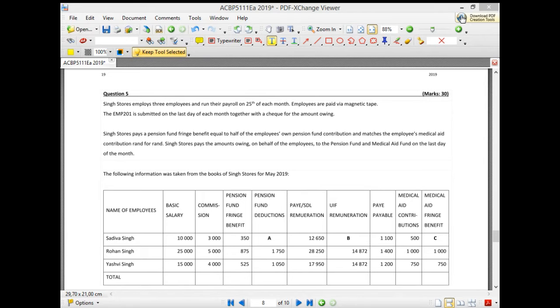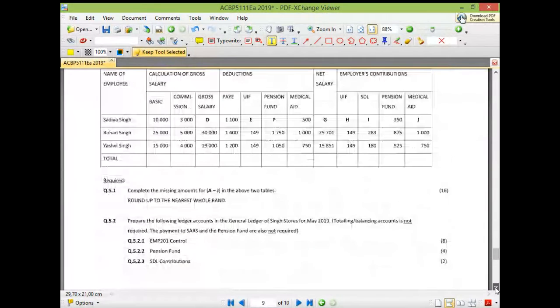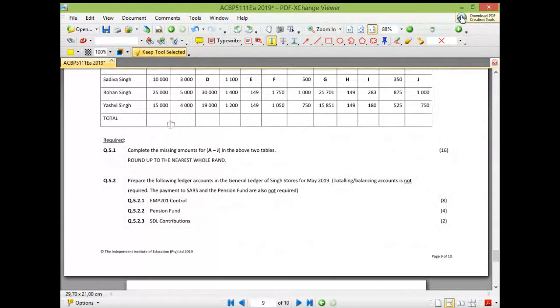Then the second thing that we had to do is complete certain general ledger accounts. So the first thing is complete the missing amounts A to J for the above tables, and you round it up to the nearest whole rand. Okay, so we're rounding it up.